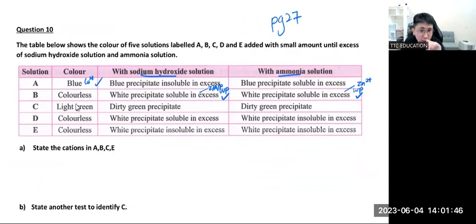C gives you light green color, and then after sodium hydroxide, gives you dirty green precipitate. After ammonia, still dirty green precipitate. So guys, who do you think this green color is? After the color, test 1, test 2, who do you think this C is? You can refer to your notes in the front.